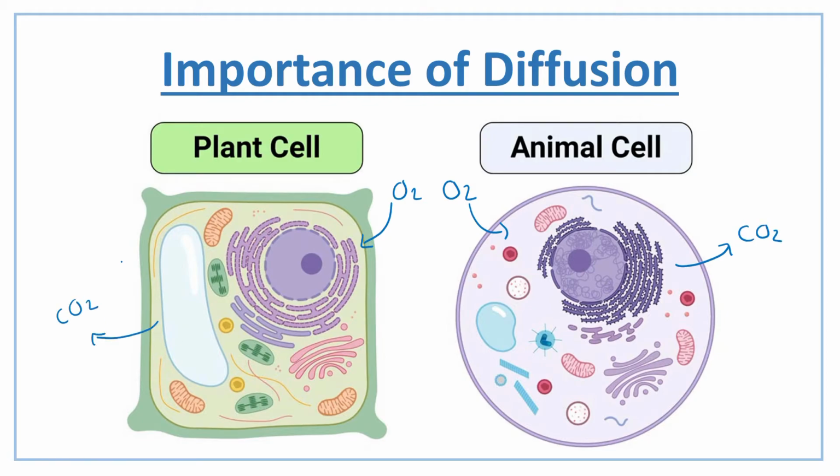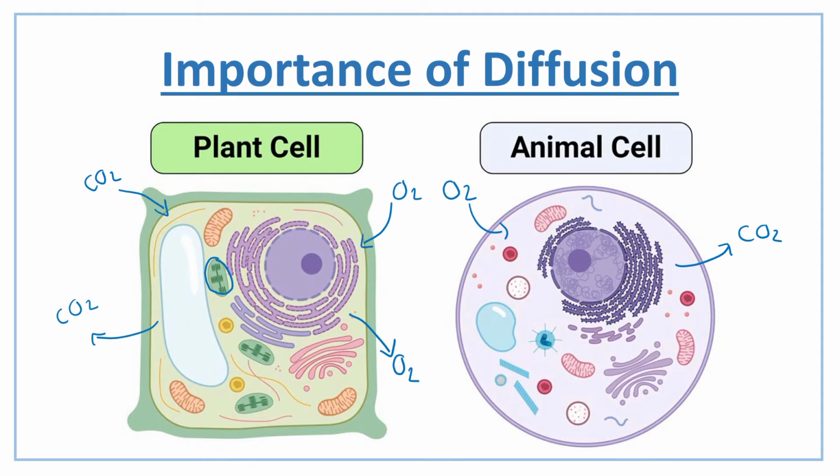But plant cells also have to undergo an additional cellular reaction, and that is called photosynthesis. That is the process by which plants make their food, and that happens in these little green guys here, the chloroplasts. So in order for photosynthesis to happen, plants require carbon dioxide. So CO2 is also going to enter the plant cell. And then, once plants have finished the process of photosynthesis, they produce oxygen. So oxygen will then diffuse out of the cells as a waste product.